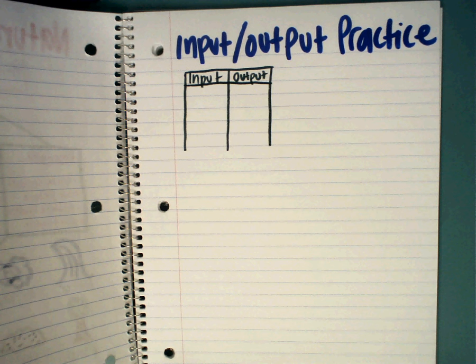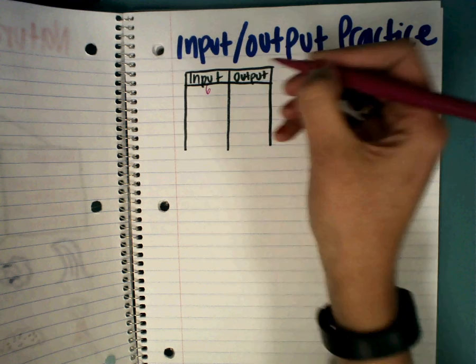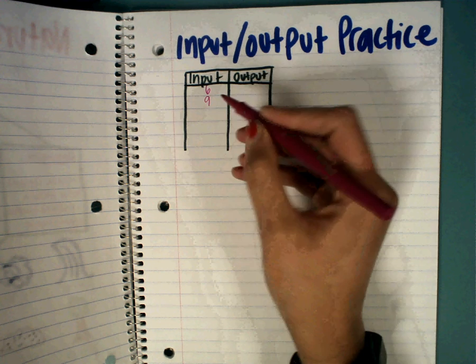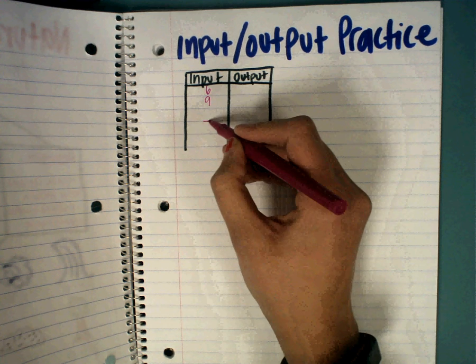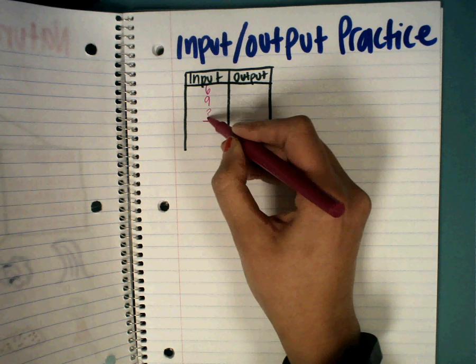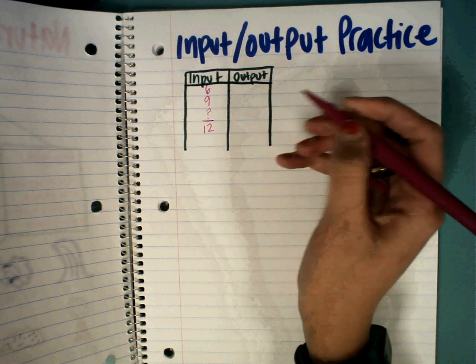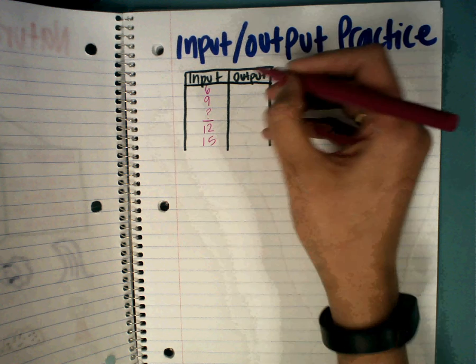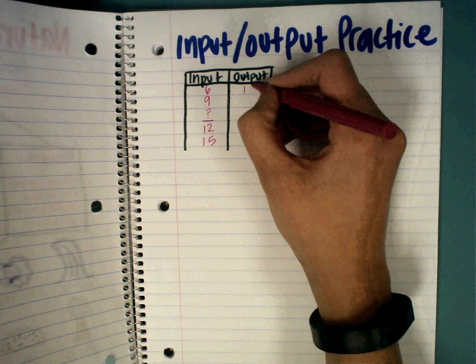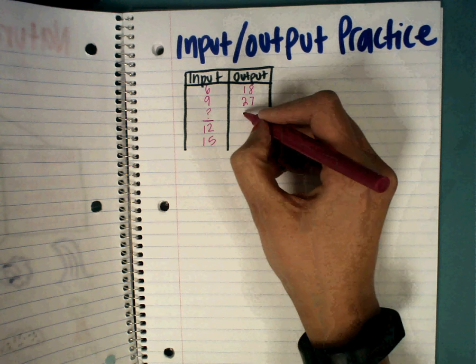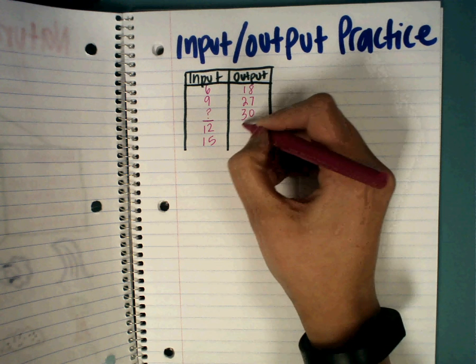So our numbers that we're going to fill in today are 6, 9. This one is going to be blank. Okay, blank. And then 12, and then 15. And then over here we have 18, 27, 30, 36. And then this one is also going to be blank.